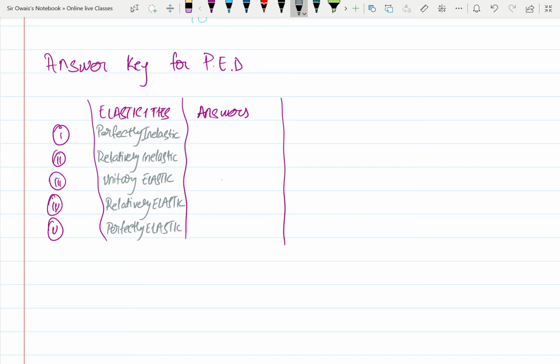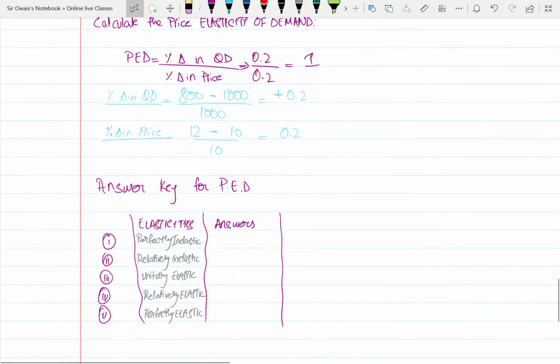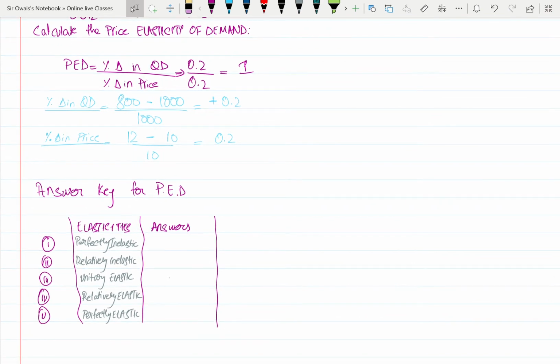Okay, so this is the answer key for price elasticity of demand. By using the above formula, you would get some answer. You would need to compare this answer with this key to identify what type of elasticity your product has.